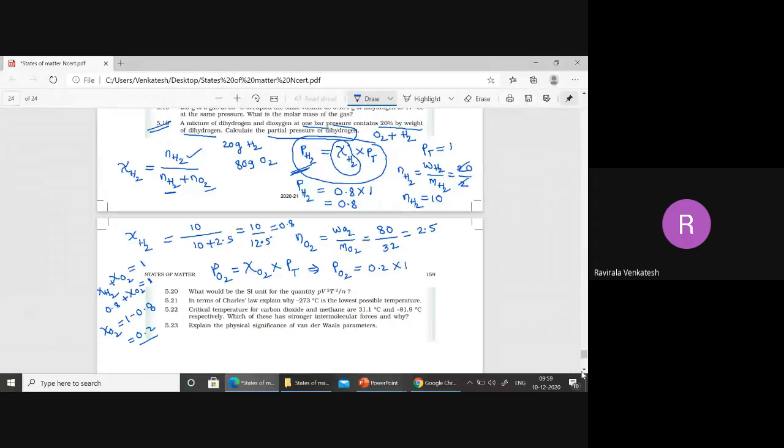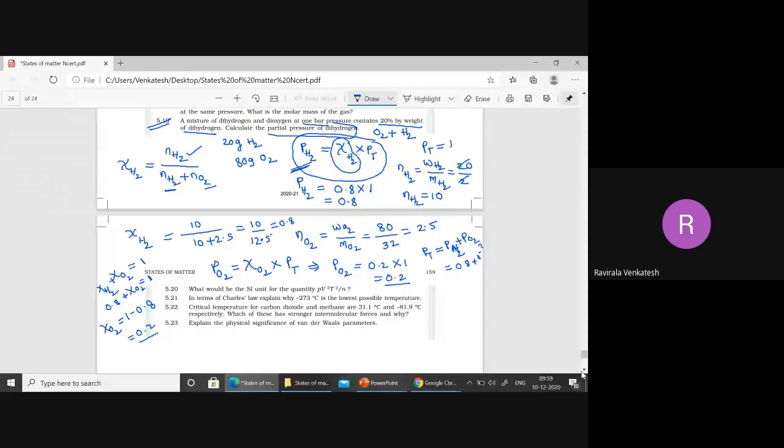P total is given 1. So answer will be 0.2. What is the total pressure? P total is equal to partial pressure of hydrogen plus partial pressure of oxygen. How much are we getting? 0.8 and 0.2.